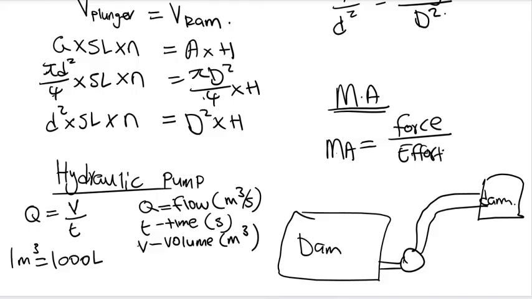Also, if they ask you to calculate the volume displaced, we can say V equals area times stroke length times C times N. Here A is the area of our cylinder, so volume equals A multiplied by stroke length, C is the number of cylinders we have, and N is the number of pumping strokes. Hope you guys understand that.